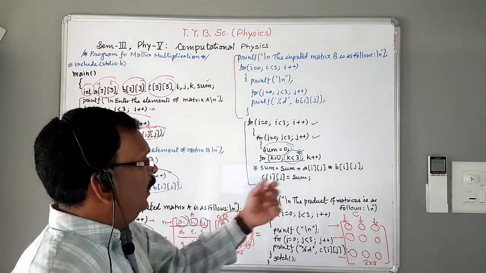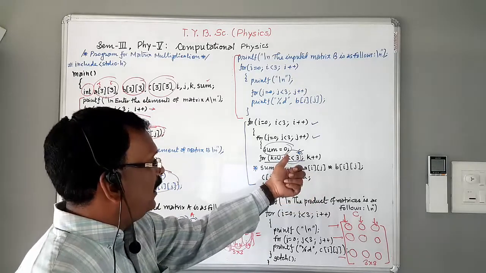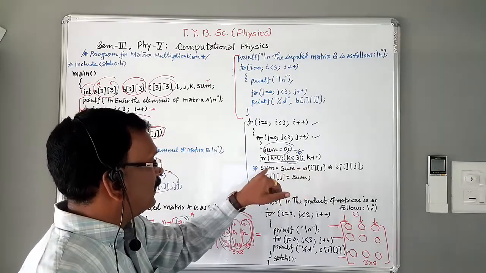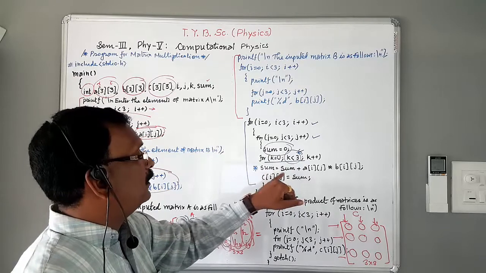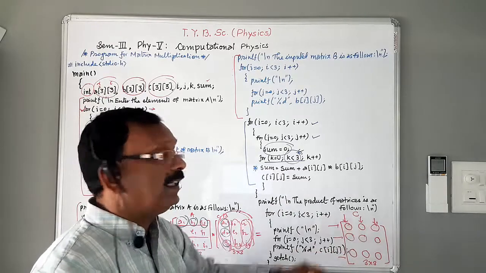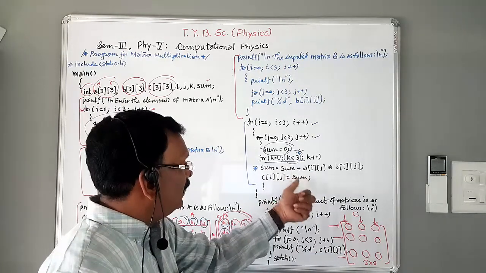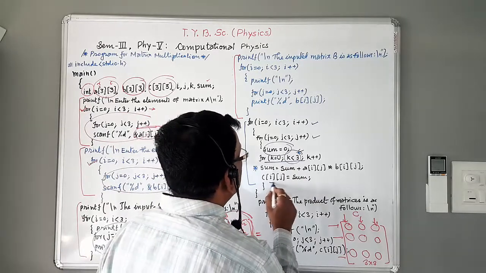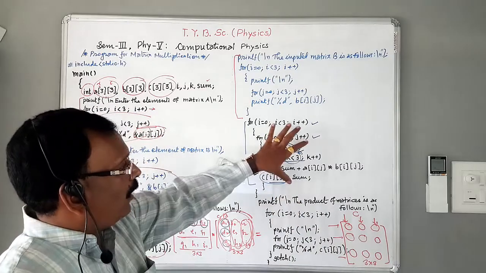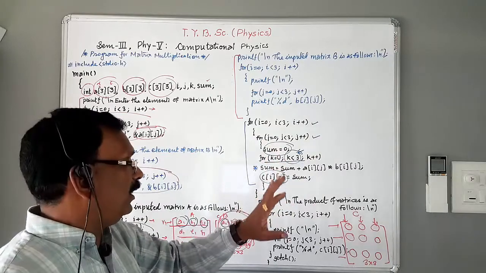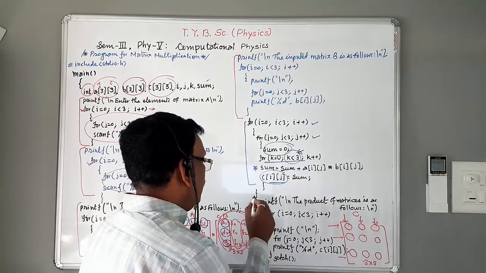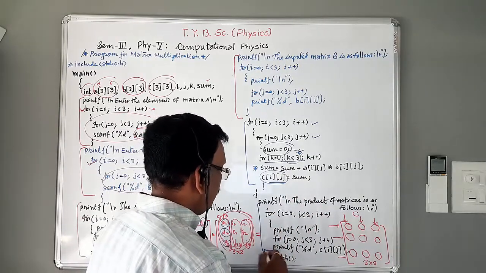a1 a2, okay, and this is a1 a2 plus initially 0, that means 0 plus a1 a2, and this a1 a2 is assigned to sum, okay. But this sum is nothing but the first element of the first row and first column of the resultant matrix C. Therefore, this sum is assigned to the ith row and jth column of the resultant matrix C, okay. When this operation is performed by the computer, then the computer has to display the resultant matrix, and this is accomplished by this block, okay.